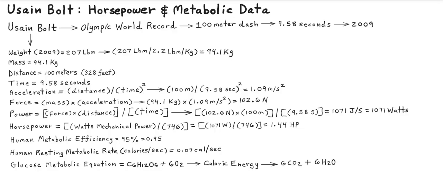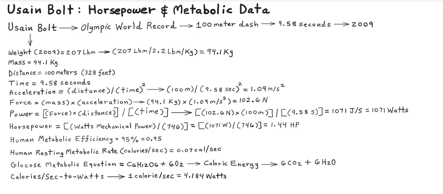The glucose metabolic equation is C6H12O6. 1 mole of glucose requires 6 moles of oxygen gas, and that then breaks down into caloric energy. We can't create or destroy matter, we can only change its form. So 1 mole of metabolized glucose breaks down into 6 moles of carbon dioxide gas and 6 moles of water. We convert calories per second to watts.